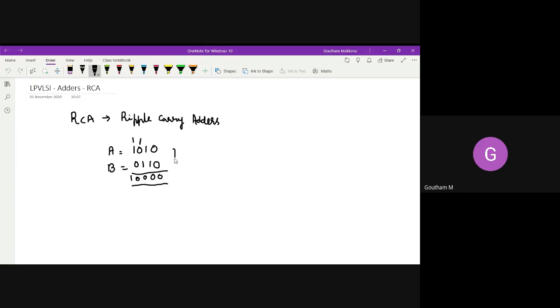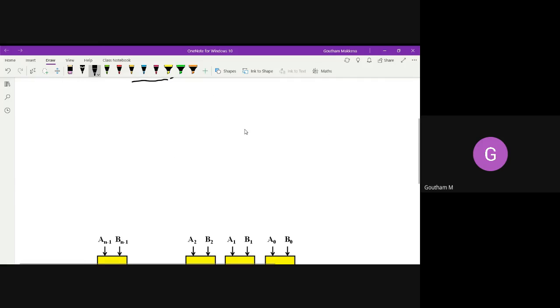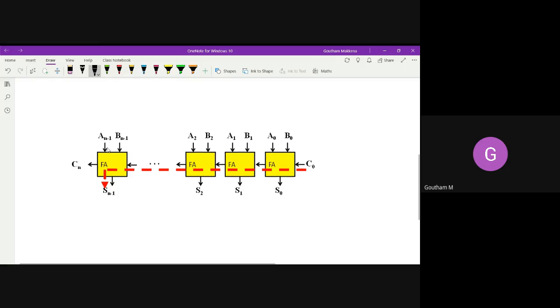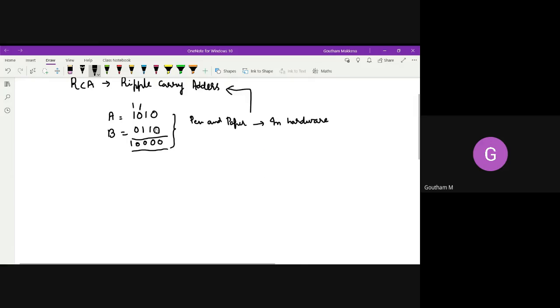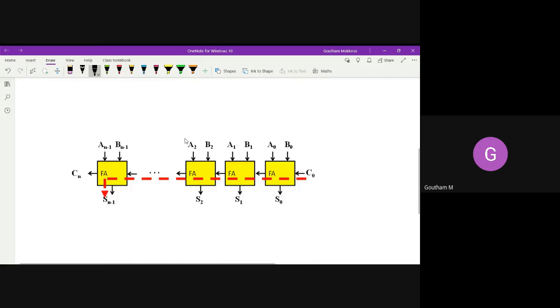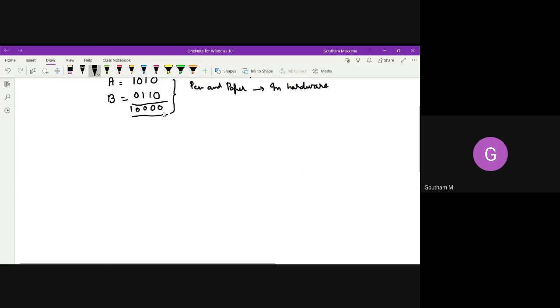If you mimic the same process that we have done over here using pen and paper in hardware, whatever adder you get is nothing but the ripple carry adder or the RCA. So the structure of the ripple carry adder is something like this. This is a full adder. We know a full adder can add up to 3 bits. So this is A naught, B naught, and C naught. This full adder completes the addition of the first set of bits, the rightmost bits, and this is the sum bit.